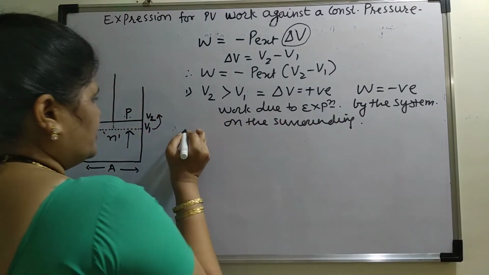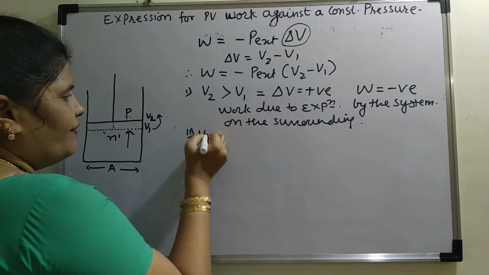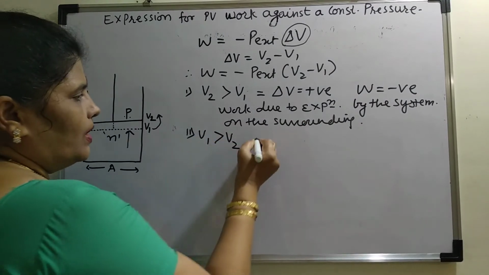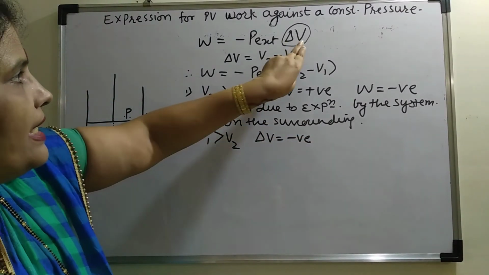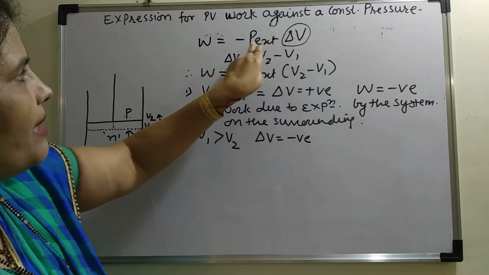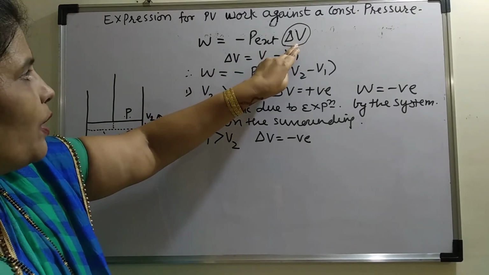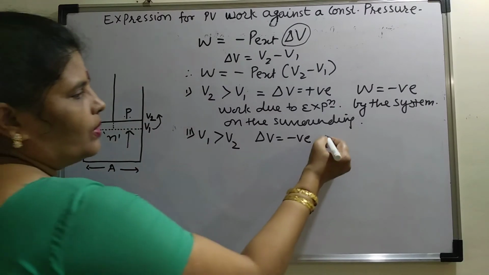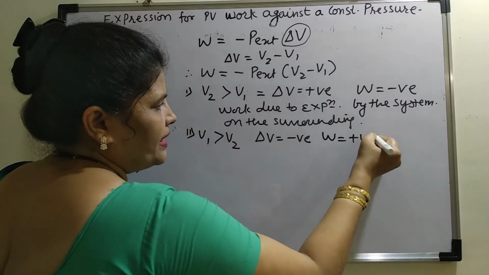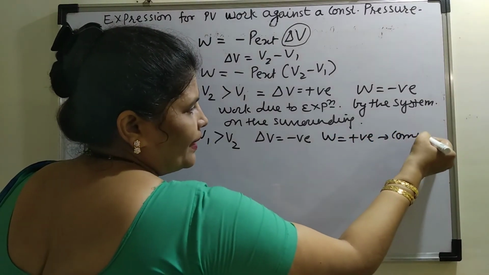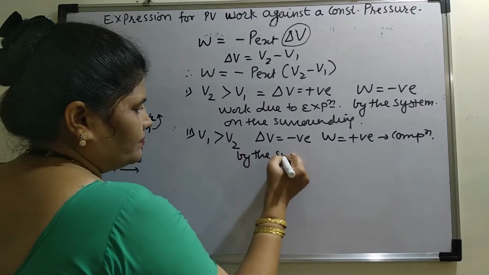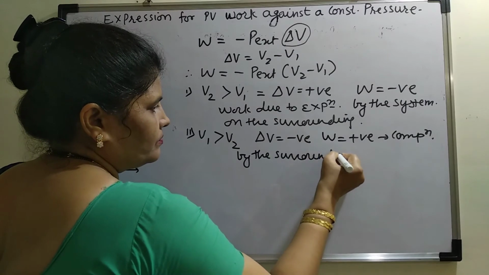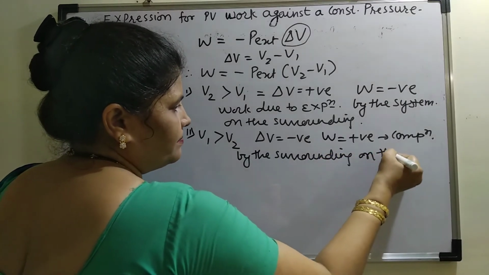Right, students? Let us see the second condition. If V1 is greater than V2, delta V is negative. If delta V is negative, the product will come out to be positive, which means the work will be positive. It means it is work due to compression. So here the work is done by the surroundings on the system.